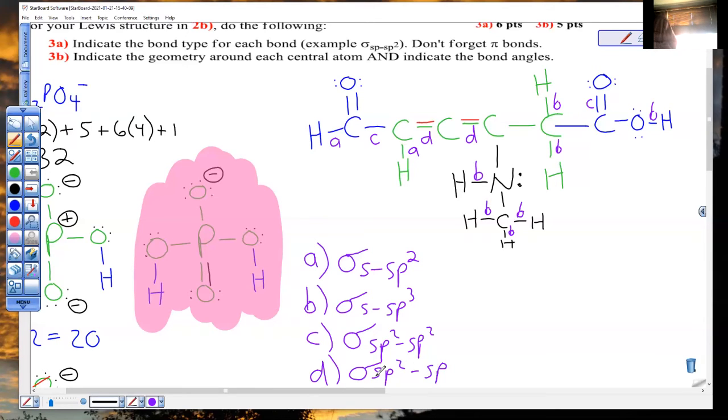And E. I don't think we're going to need any more sigmas after E. Sigma between sp2, oh, we do need one more: sp2 on the left and sp3 on the right. And then we have two F's. Those are sigmas between two atoms that are both sp3.